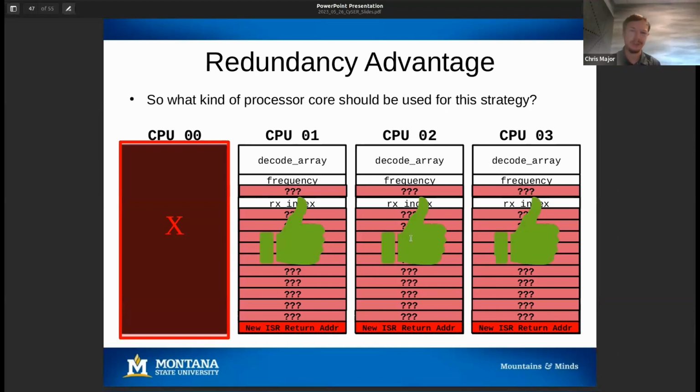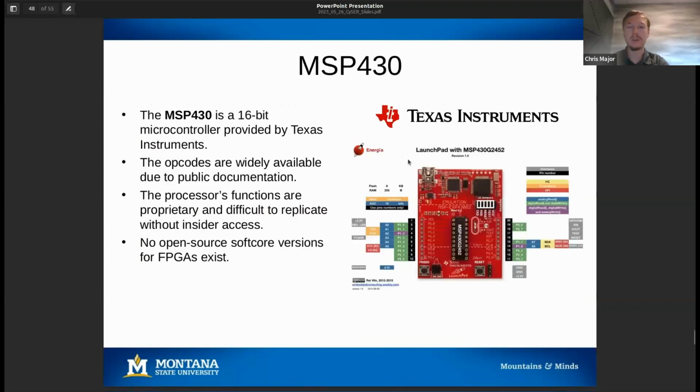But what kind of processor can we use for this strategy? Will this be applicable to really any sort of computing system? The answer is yes and no. In our example in the rocket demo, we used an MSP430. This is a launchpad board we use a lot here at MSU for microcontroller projects and classes. It's 16-bit, provided by Texas Instruments, and it's a large, extensive, and well-documented family of microcontrollers. Because of that, the opcodes are widely available. Everything's public. You can go on the site and check it out. Granted, you don't have the proprietary knowledge of the internals, but for malware, all you really need to know is what the architecture looks like and what opcodes you need to manipulate that architecture.